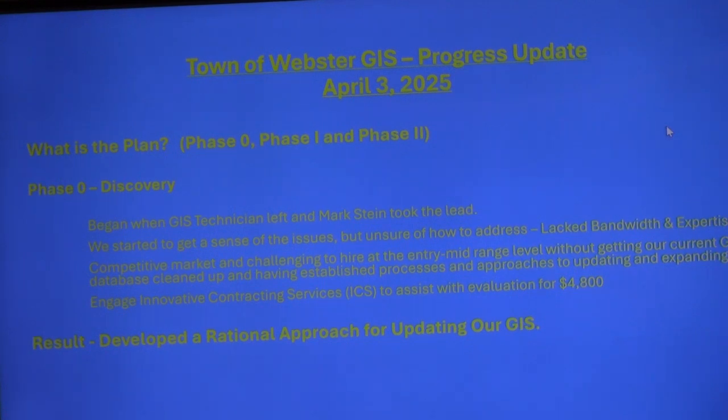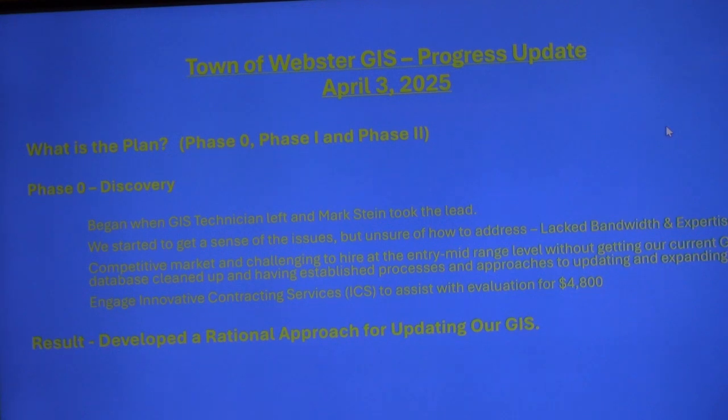At that point we started to get a sense of the unreliability of some of the data in our GIS. But to be fair, neither Mark nor I have the expertise in GIS, and honestly we didn't have the bandwidth to dig into it. We also thought this was an opportunity to hire, and what we found is hiring is challenging in this market, especially in this area, in this skill set. What we were hoping to find was an entry to mid-range individual, someone with 3 years of experience.